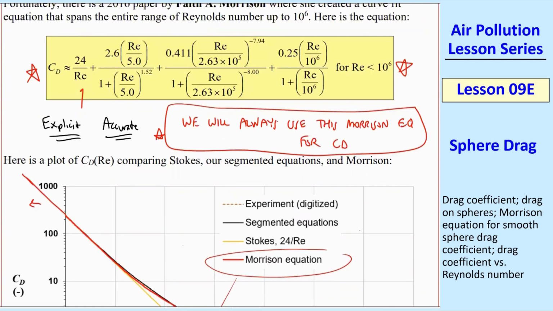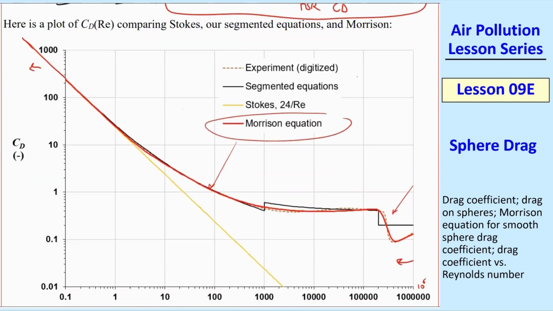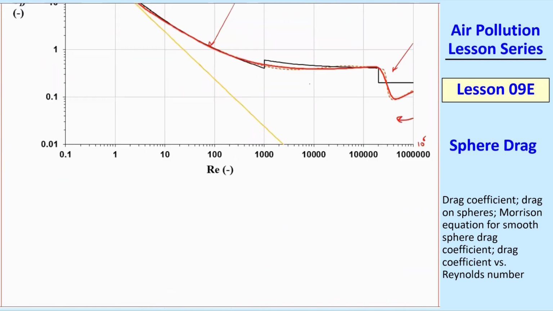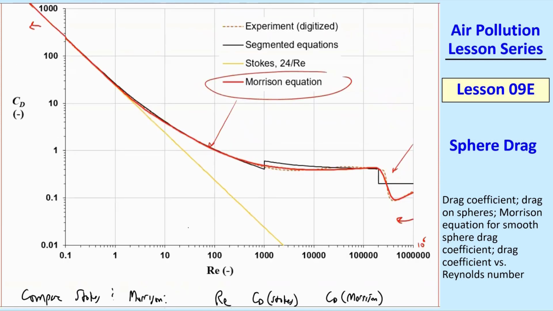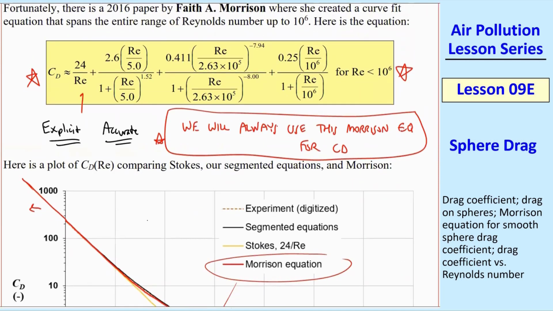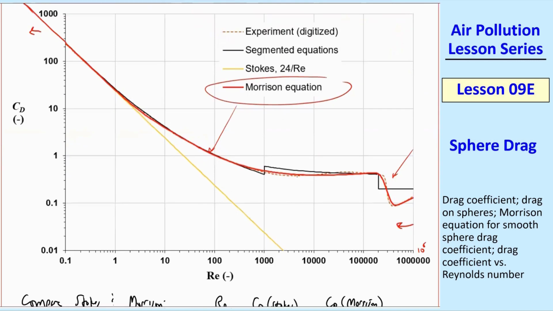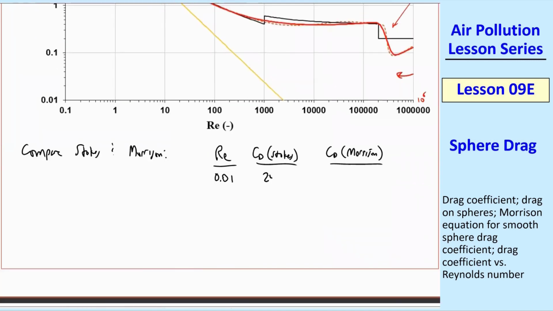So this will be our workhorse equation, and I just wanted to show you how it compares with Stokes. I did these calculations, and by the way, you should verify these. Make sure you know how to use the Morrison equation. Program it into your favorite software. So let's list Reynolds number and CD for Stokes and CD for Morrison. Let's start with a very small one like 0.01. Stokes is trivial. You can do this in your head. 24 over 0.01 is Stokes, just that first term. So that gives you 2400.